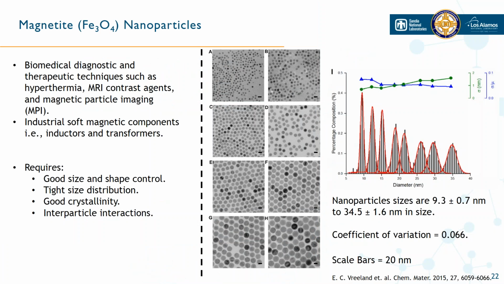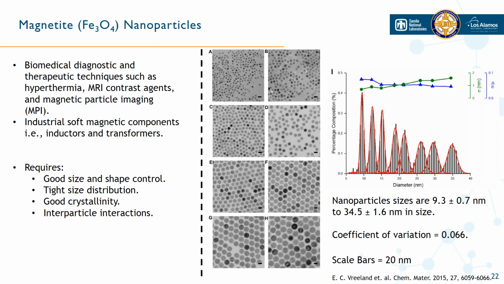Specifically, we're talking about magnetite, Fe3O4 nanoparticles, so iron oxide. These are used quite a lot for biomedical applications such as hyperthermia, MRI contrast agents, and magnetic particle imaging, MPI, but also in industrial applications, as a soft magnetic component, for example, in inductors and transformers.